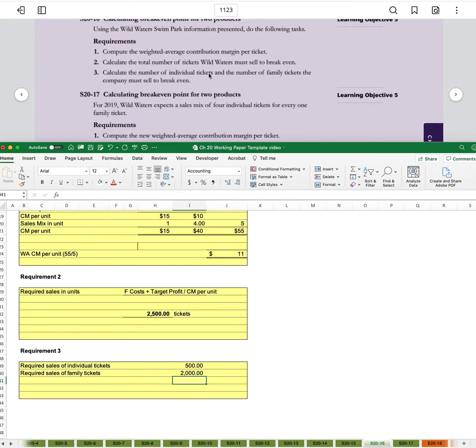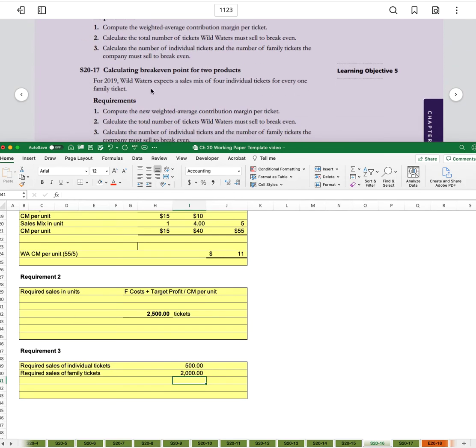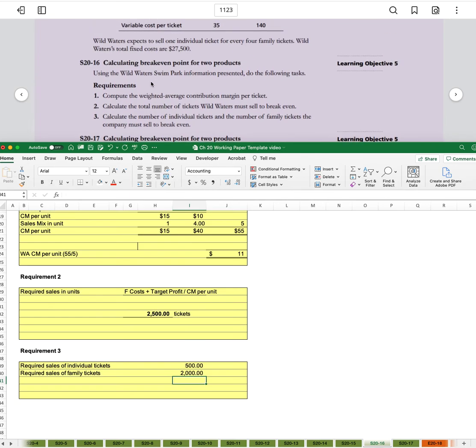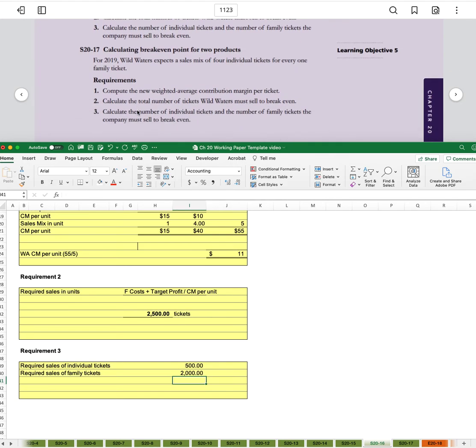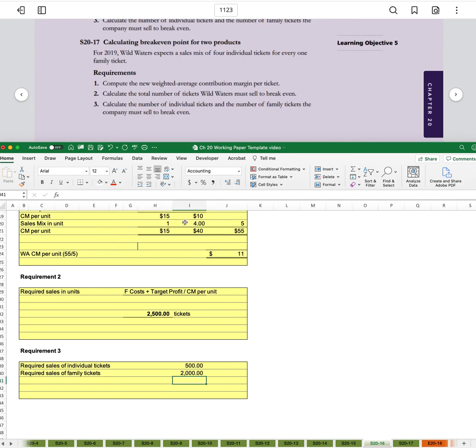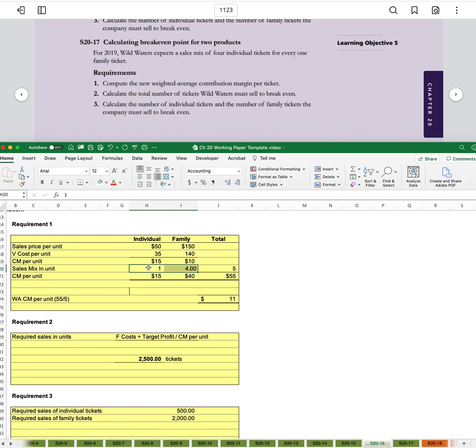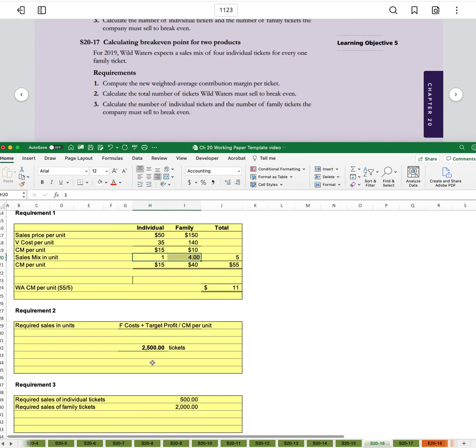And so let's see if this problem's any different. 20-17 is the same information, same numbers, just the sales mix has flopped. It's 4 individual tickets for every 1 family ticket. So I'll let you go ahead and work that on your own. Really, the only difference is going to be that these two numbers are changing, which will then impact, of course, the rest of the problem, but the setup stays the same. So if you have trouble solving that one on your own, feel free to reach out to me and I can help you individually or record another video.